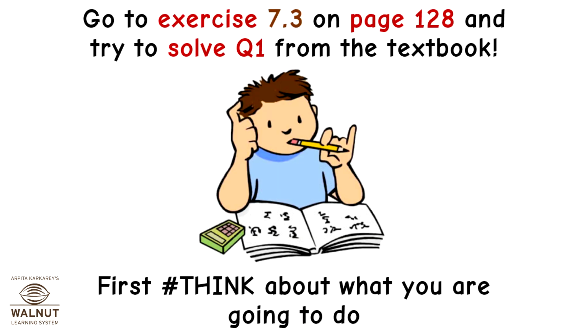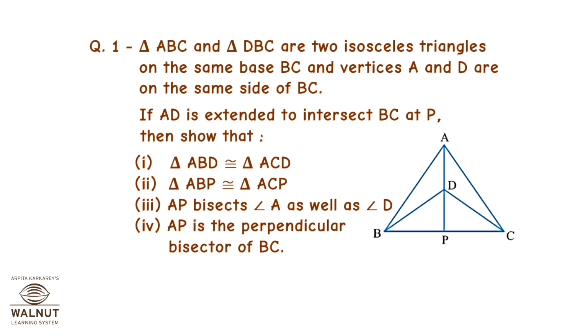Go to exercise 7.3 on page 128 and try to solve question 1 from the textbook. First, think about what you're going to do. Question 1. Triangle ABC and triangle DBC are 2 isosceles triangles on the same base BC, and vertices A and D are on the same side of BC. If AD is extended to intersect BC at P, then show that 1.